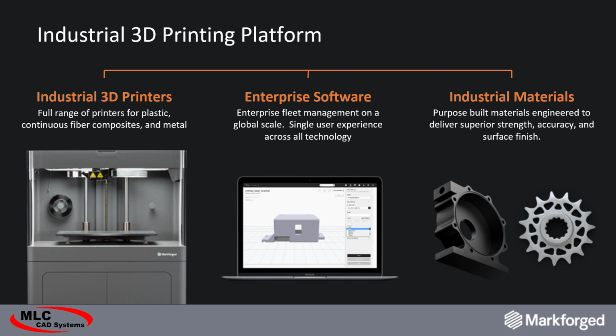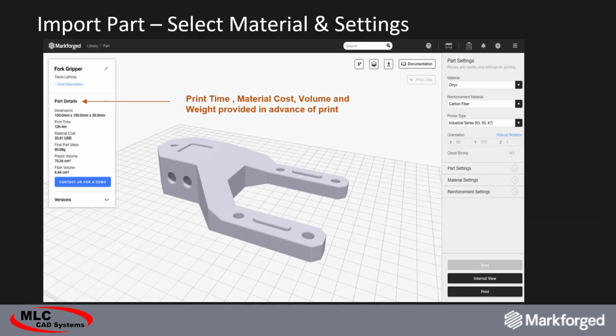Markforged provides the entire 3D printing platform for industrial use. That includes the industrial 3D printers, the enterprise-level software, and the materials necessary to create those durable end-use parts. To use that platform, it's very simple. Simply upload a part into Eiger. That's the program that slices. It also helps you to get quotes on your parts.